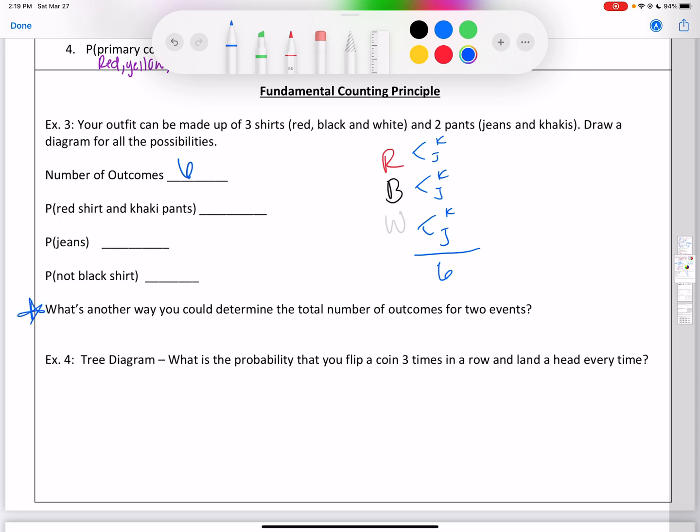Now another way, I'm going to skip down to this part. Another way that we can determine the total number of outcomes is by multiplying the combinations together. So if you have 3 possibilities for the shirts times 2 possibilities for the pants, that's a total of 6 possibilities. So what's the probability that you have a red shirt and khaki pants? So if there's 6 total outcomes and we have a red shirt and khaki pants, there's only 1 possible combination.